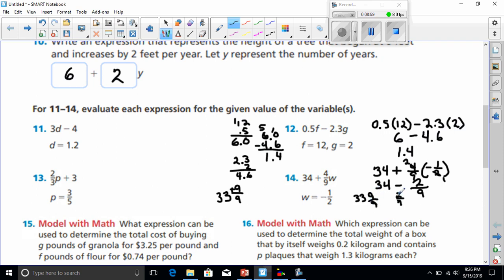And now 9 minus 2 is 7. So that's going to give us 7 over 9. So this answer should be 33 and 7 over 9.